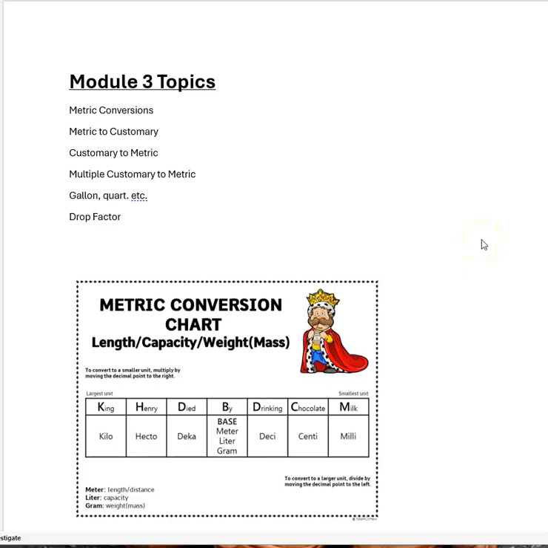Nardelli. I wanted to go over a few things from Module 3 just to help you on. I'm sure some of these things will be used later on and possibly in some capacity in the final exam. So we have metric conversions, metric to customary, customary to metric, back and forth. If I have multiple ones in there, you'll see what I mean. The gallon guy and then drop factors.